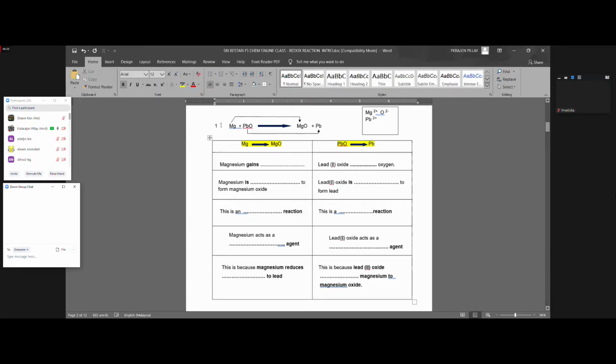So it's a redox because this magnesium is gaining oxygen and PbO is losing oxygen. So this is a redox reaction, because oxidation and reduction are both taking place in the same reaction. You understand or not? All right? We have not learned this so far in what we have learned so far. But now we're coming to the new part.